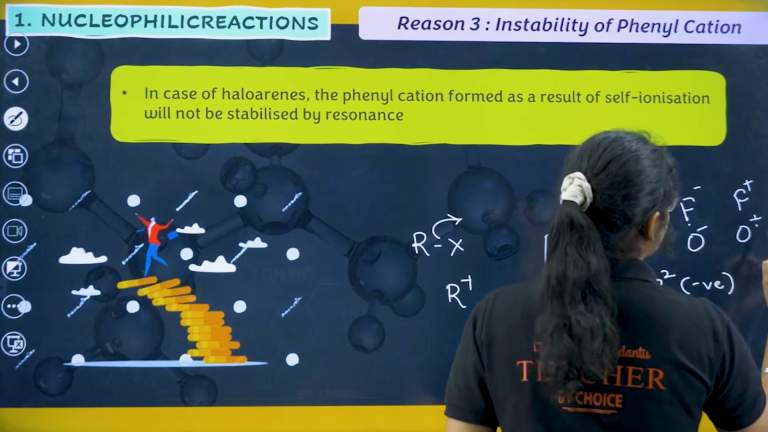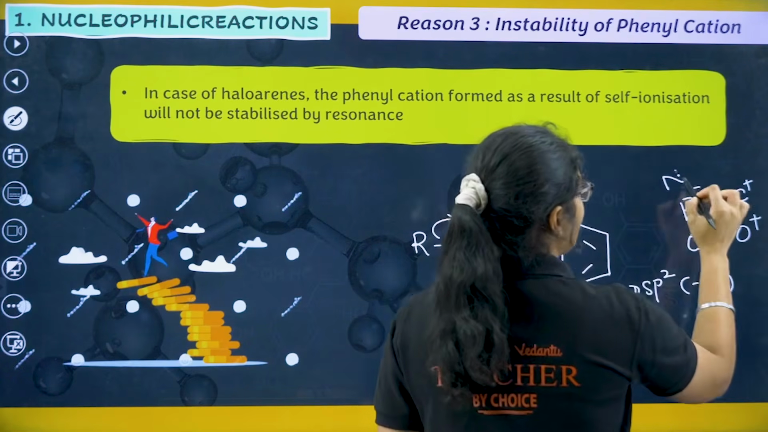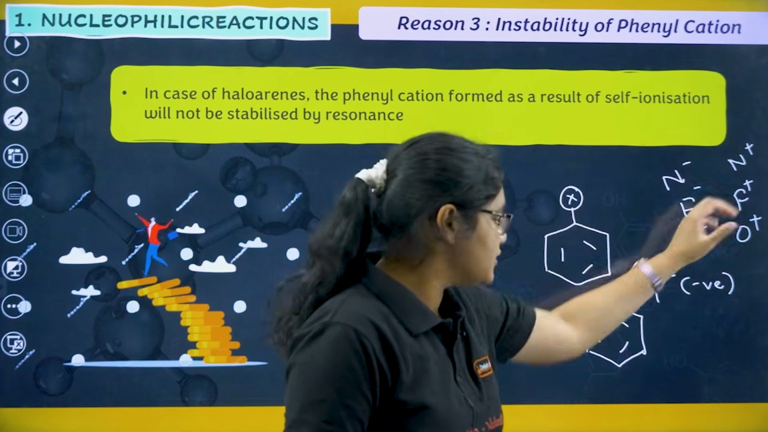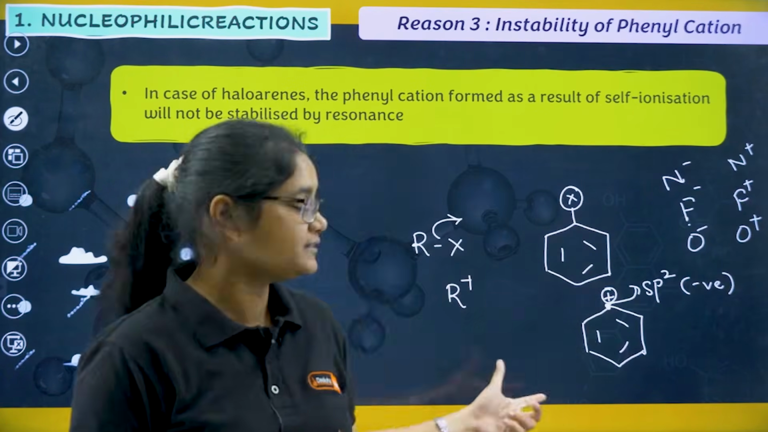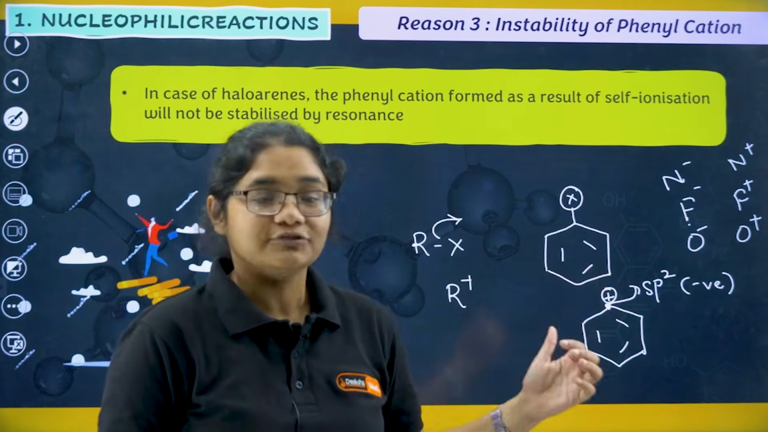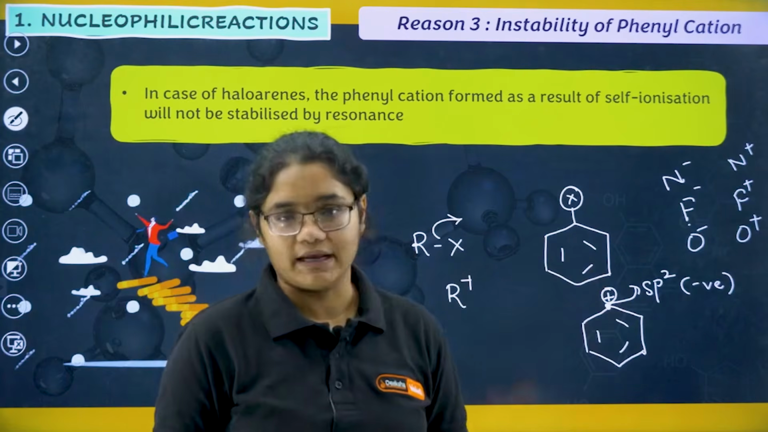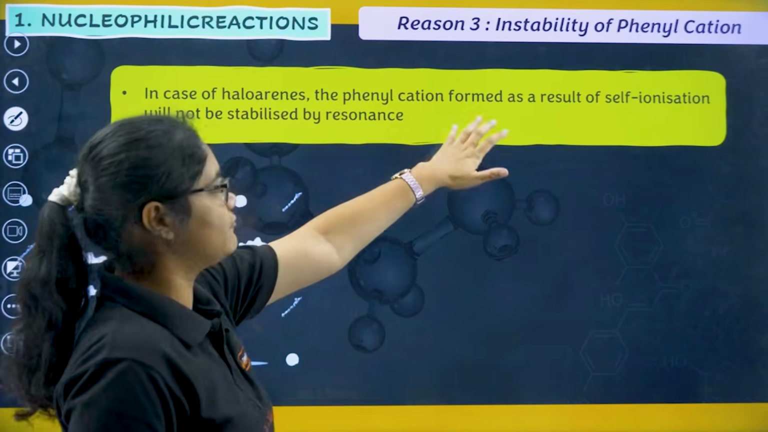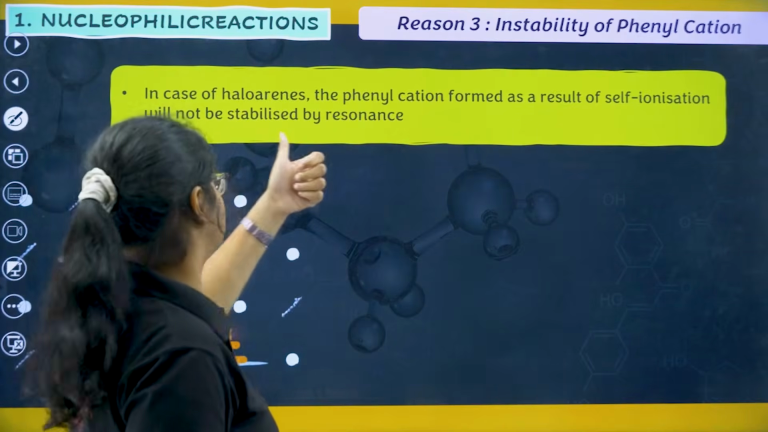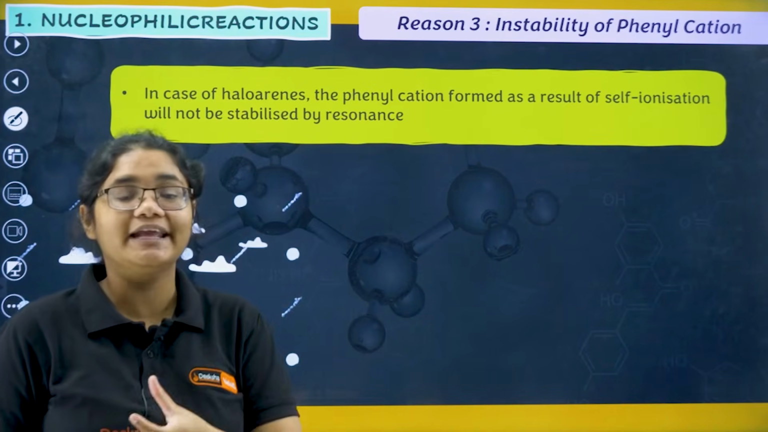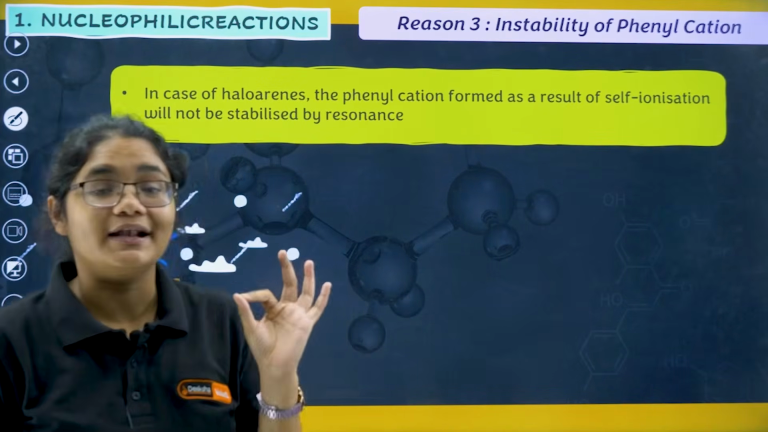O minus is stable, O plus is unstable, N minus is stable, N plus is unstable, right? So having positive charge on the electronegative atom makes this phenyl carbocation very, very unstable. So that is why this bond does not break. Okay, so in case of haloarenes, the phenyl cation formed as a result of self ionization will not be stabilized by resonance. So there is no stability for the phenyl carbocation that is formed.